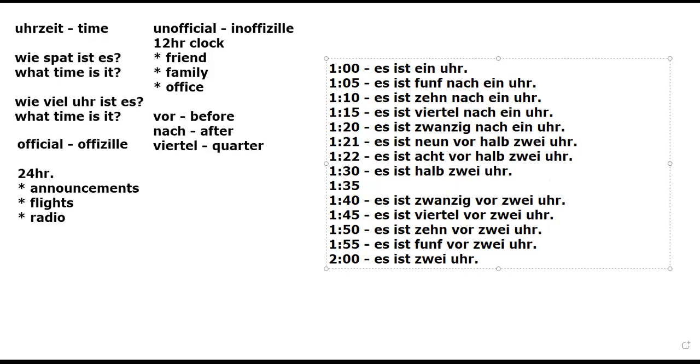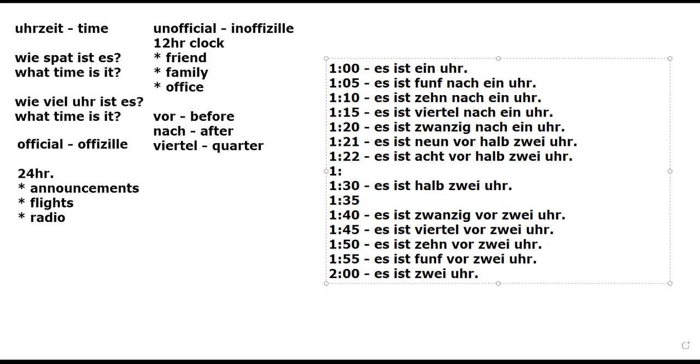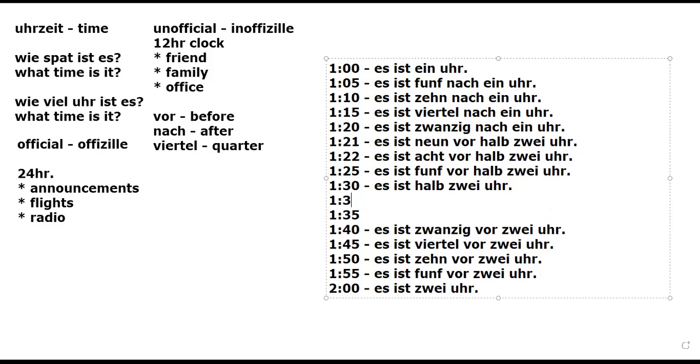Okay. Now, if there is 1:25, then as is 5 vor halb 2 Uhr. Sehr gut. Okay. So now from 21 to 29, you have to do this. Okay. Now let's check what if there is 1:31. Here you have to say it is 1 minute after half of 2.